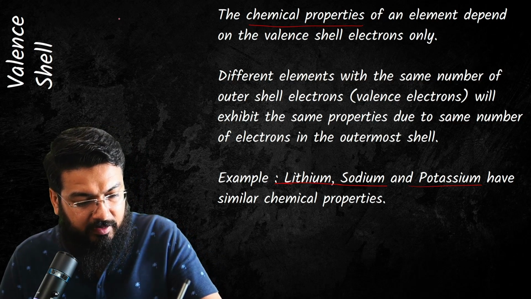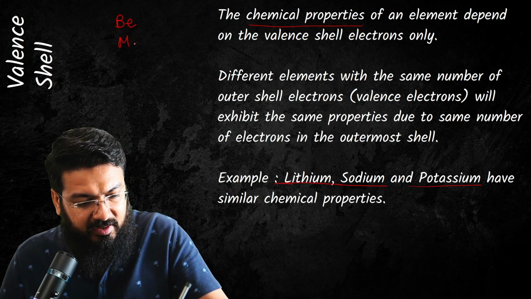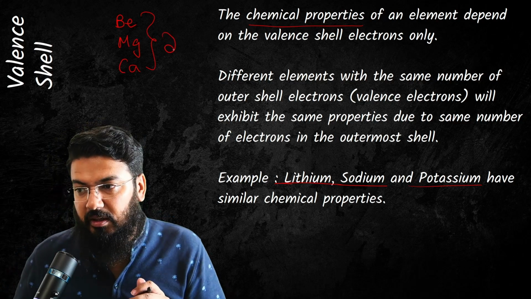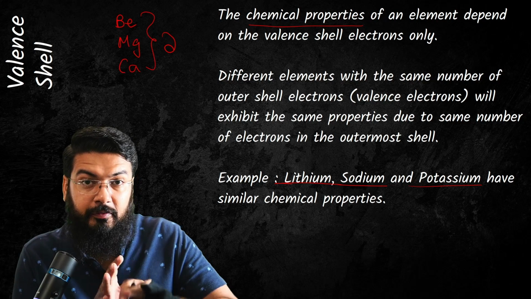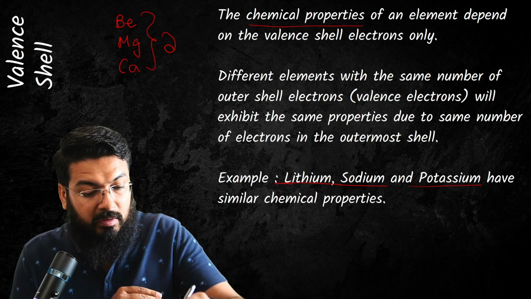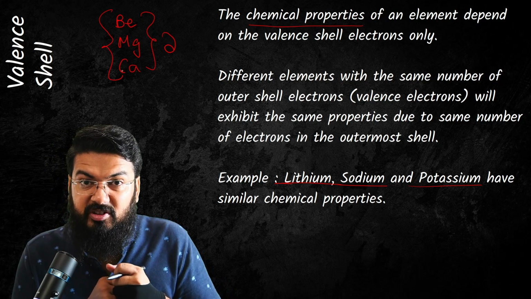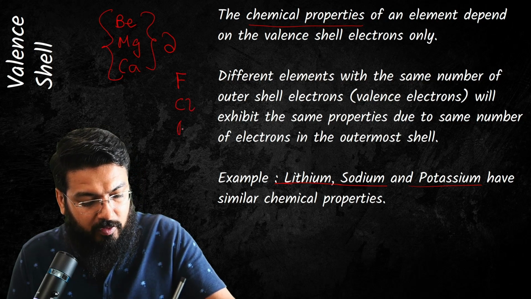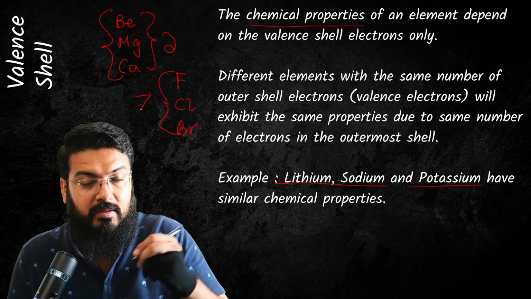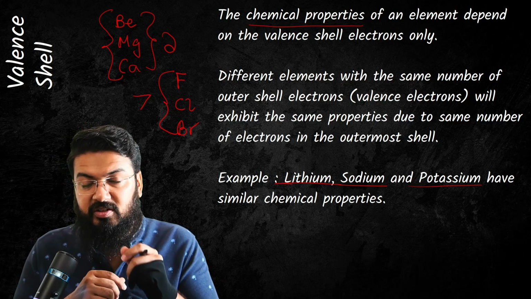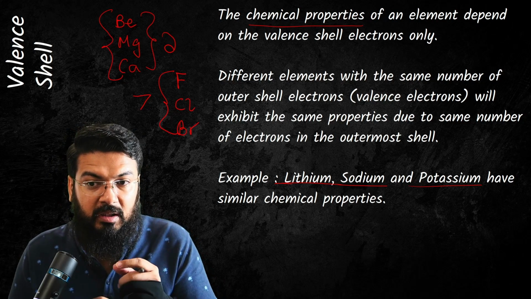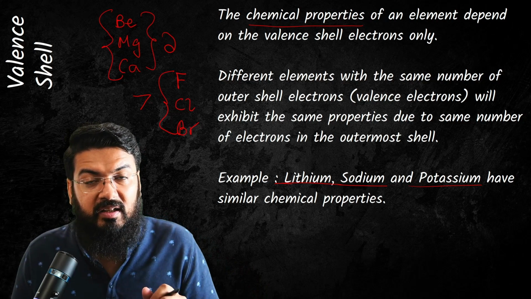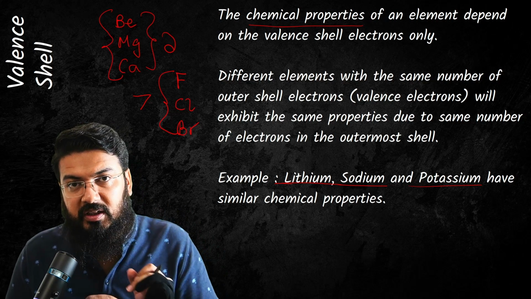Then likewise, you have beryllium, magnesium and calcium. Each has exactly 2 electrons in the outer shell. Their properties are going to be different from lithium, sodium and potassium, but similar to each other. Then maybe you have fluorine, chlorine and bromine. They each have 7 electrons in the outer shell. So the properties of fluorine, chlorine and bromine are going to be similar, but very different from beryllium, magnesium and calcium, or lithium, sodium and potassium. Why? Because the number of outer shell electrons differs.